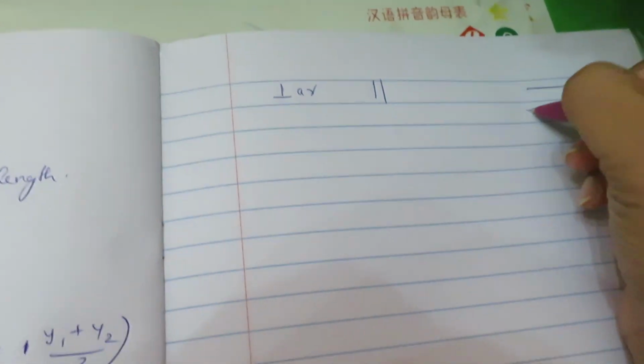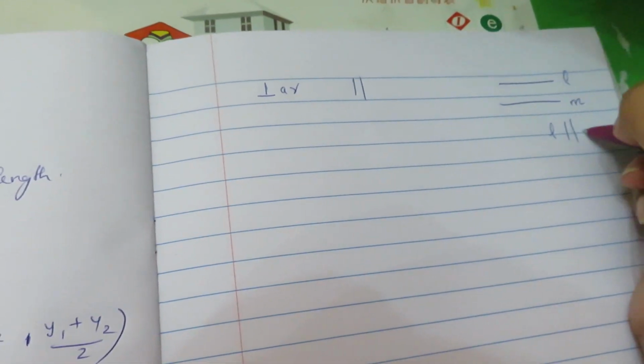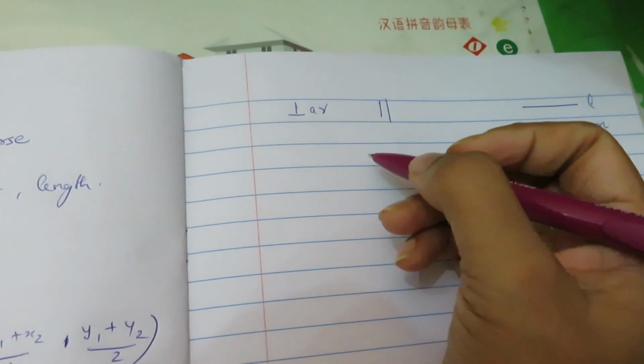Okay, so if I want to say these two lines are parallel, this is line L and line M. How do I write it? L is parallel to M. Now let me prove the theorem.